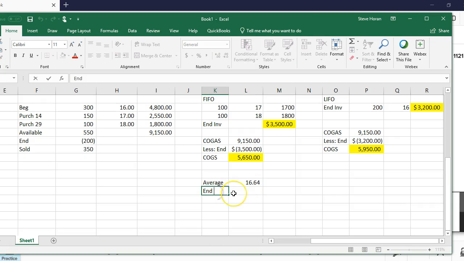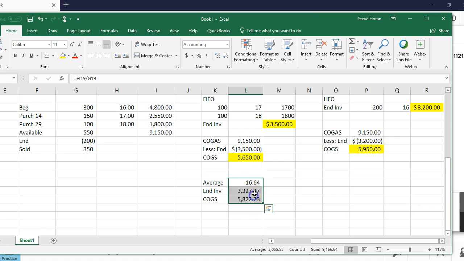Okay, and then to compute ending inventory, I should just spell that out for you. Ending inventory is we have 200 left over, right? We all know that, times that amount, the 16.64. So that's 3,327. And then my cost of goods sold, again, pretty simple. It's the fact that I sold 350 units times the 16.64, and we get 5,822. Possibly Cengage or McGraw-Hill would want you to enter that as a whole dollar. When you're doing the actual homework, it tells you what to do. So if it's in whole dollars, it's 5,823.